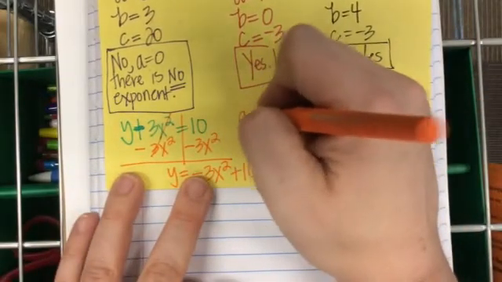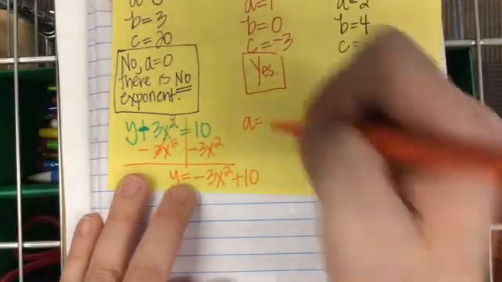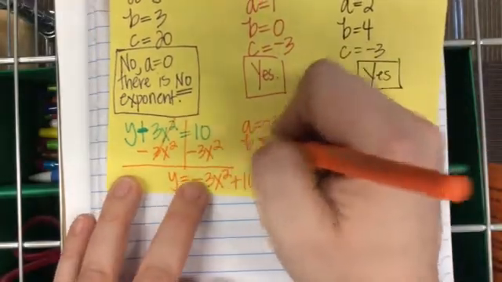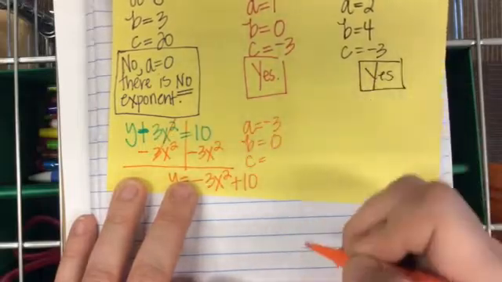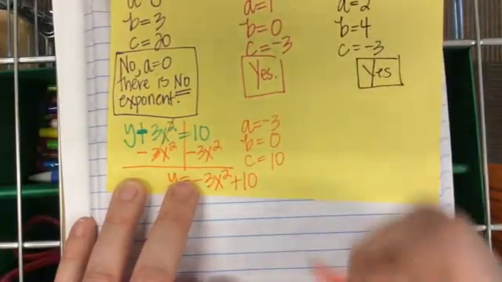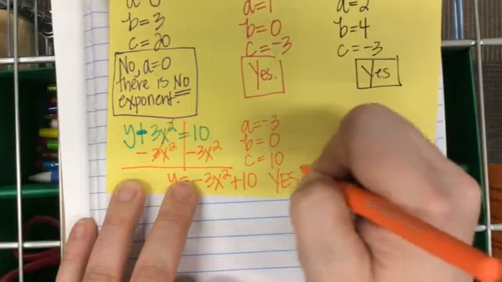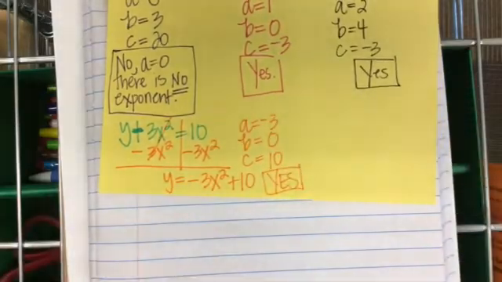What's my a value? Negative 3. What's my b value? 0. And what's my c value? Is this quadratic? Yes.